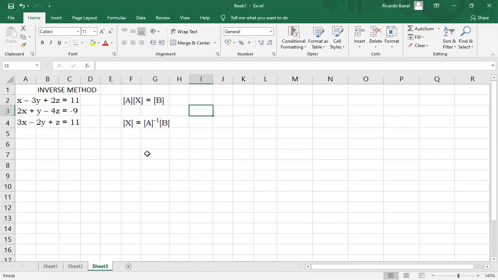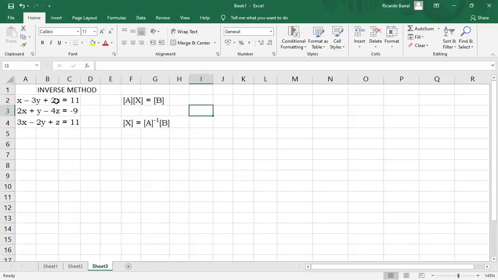So in this method, we have to create two matrices. One is our A, that is the coefficients of all the variables x, y, and z in this example. And our B are the constants in our equation. What we have to do here is multiply the inverse of the coefficients of our x, y, and z to the value of B, or to the constants in our equation. To do this method, your equation should be in this form.